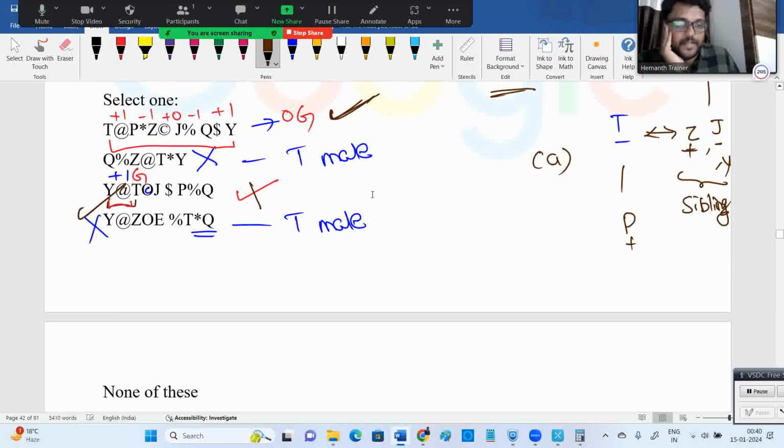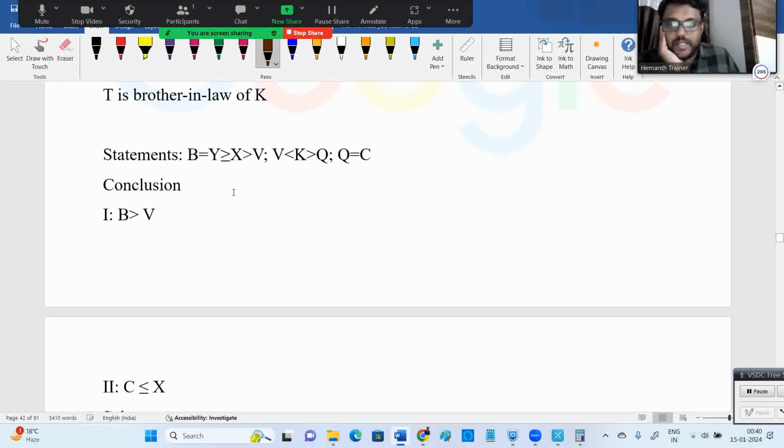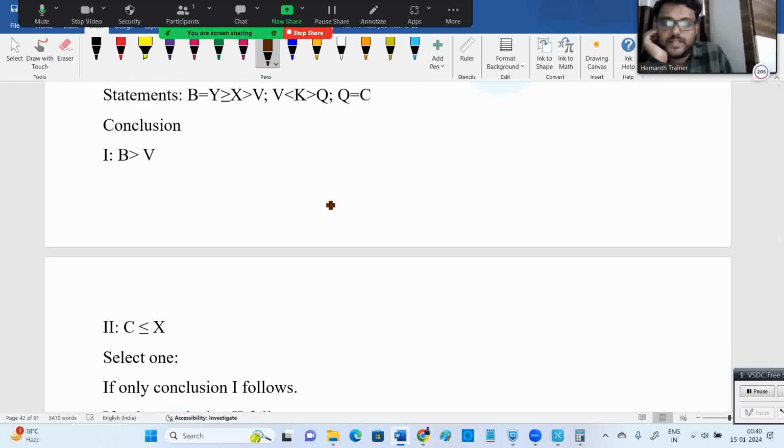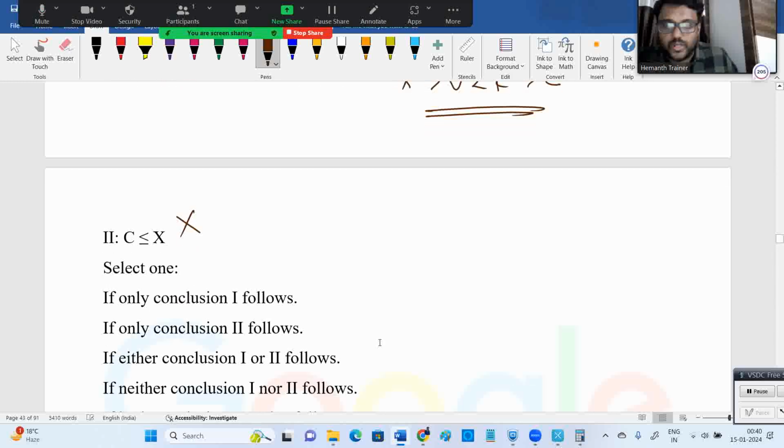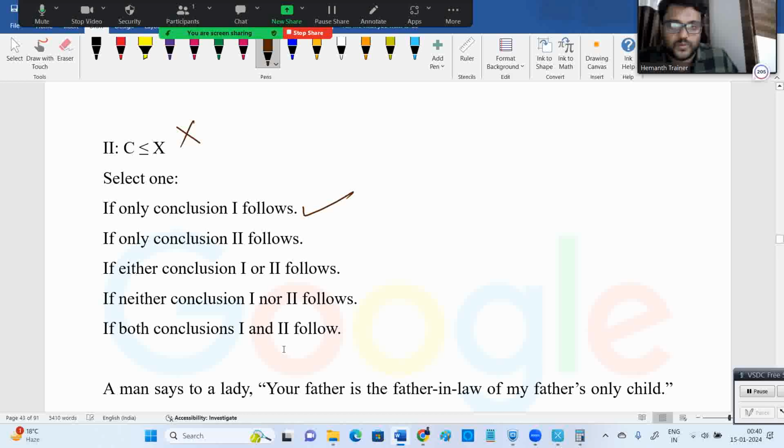Zero gap, sorry. And here if you observe, inequalities, common symbol, greater. B greater than Y, correct. Between C and X, how can you connect C and X? Q equal to C. So between C and X, X greater than V less than K, Q equal to C. Between C and K there is no common symbol, so C and X are eliminated. So only one follows.